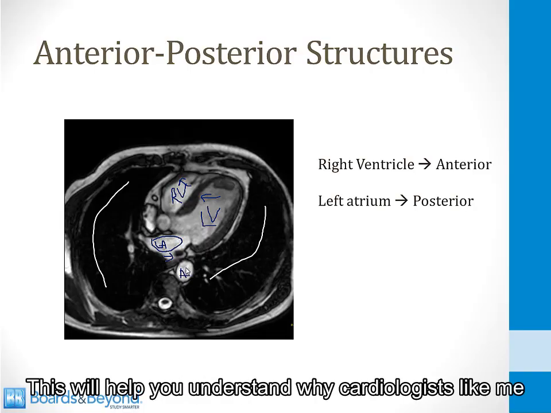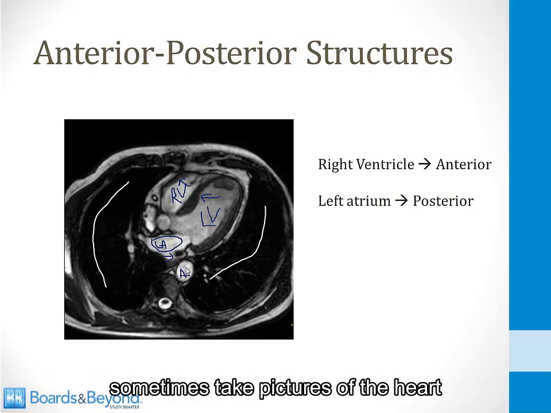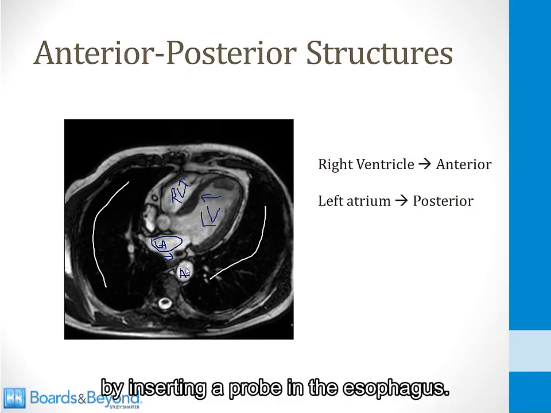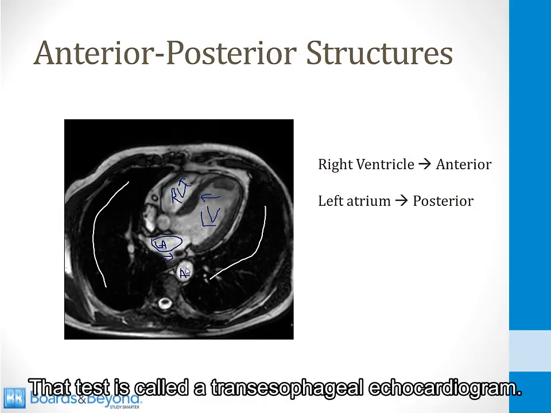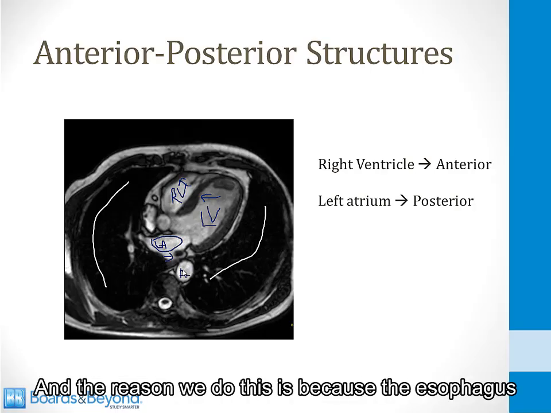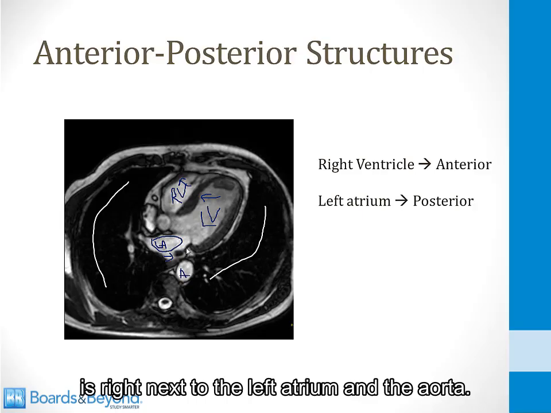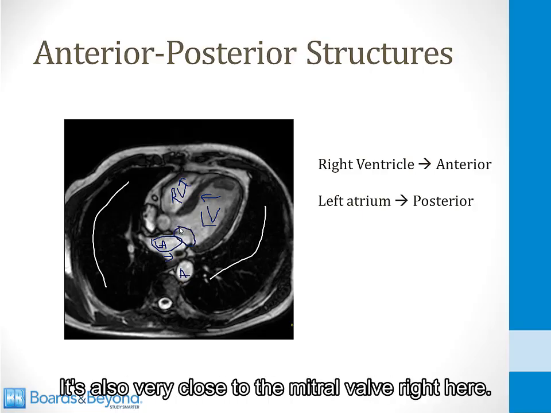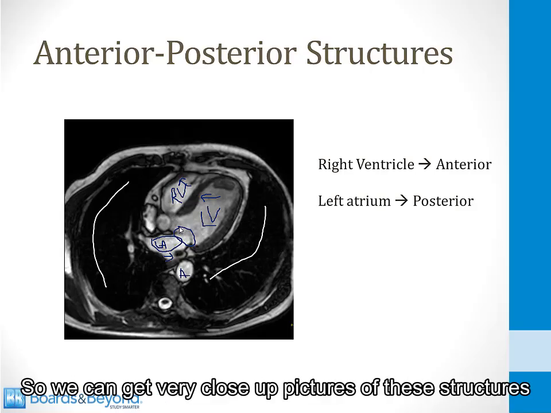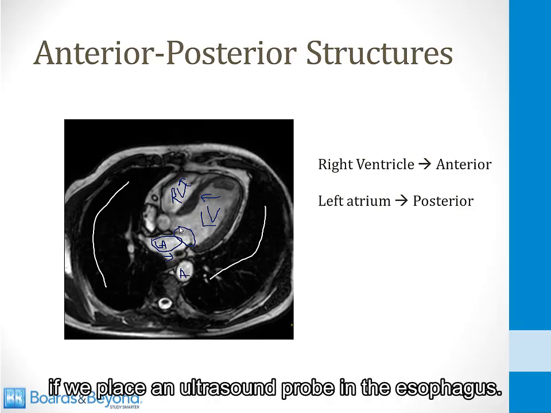This will help you understand why cardiologists like me sometimes take pictures of the heart by inserting a probe in the esophagus. That test is called a transesophageal echocardiogram, and the reason we do this is because the esophagus is right next to the left atrium and the aorta. It's also very close to the mitral valve right here, so we can get very close-up pictures of these structures if we place an ultrasound probe in the esophagus.